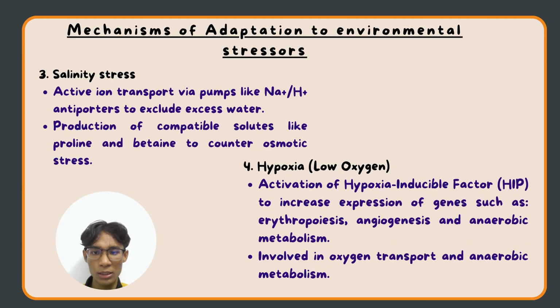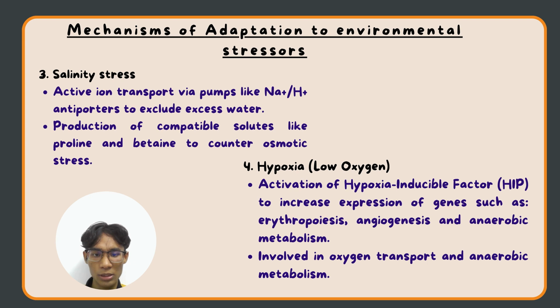The third one is salinity stress. It arises when high salt concentration in the environment disrupts water uptake and ion balance. There is active ion transport via proteins like Na+ and H+ transporters to exclude excess salt. And there is also production of compatible solutes like proline and betaine to counter osmotic stress.